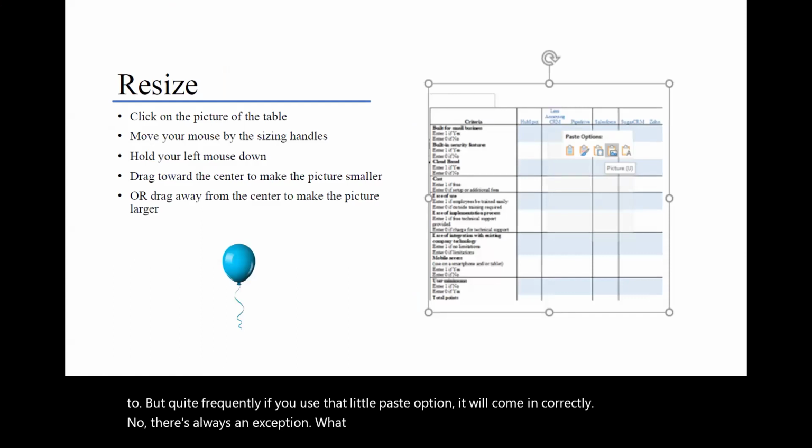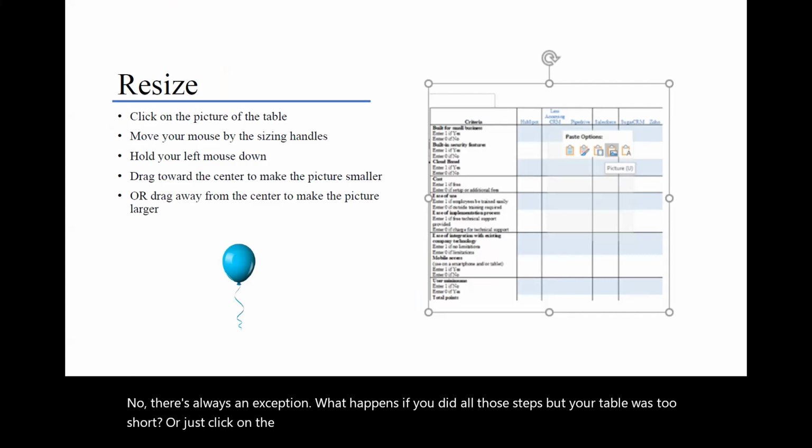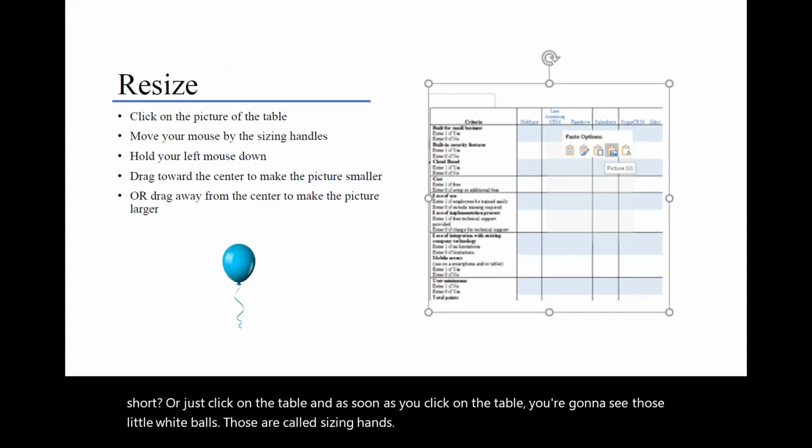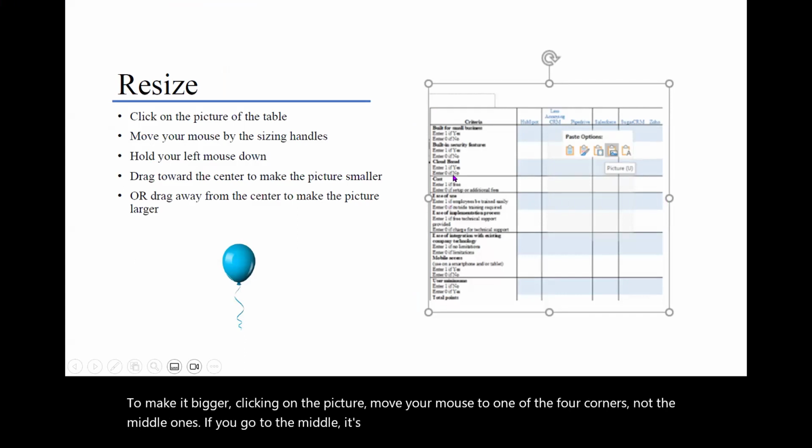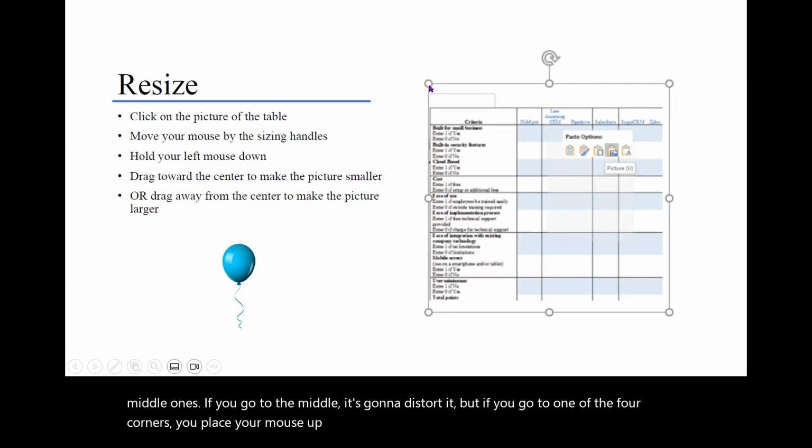Now, there's always an exception. What happens if you did all those steps, but your table was too short? Well, just click on the table, and as soon as you click on the table, you're going to see those little white balls. Those are called sizing handles. To make it bigger, hang on the picture, move your mouse to one of the four corners, not the middle ones. If you go to the middle, it's going to distort it. But if you go to one of the four corners, you place your mouse up there, hold your left mouse button down, and drag away from the center.